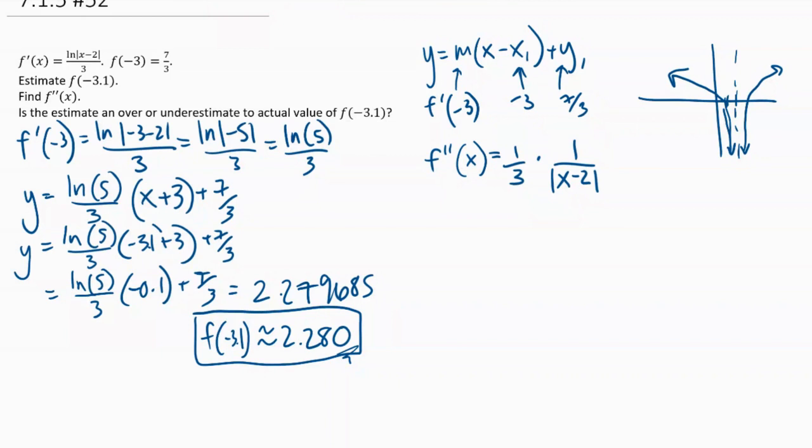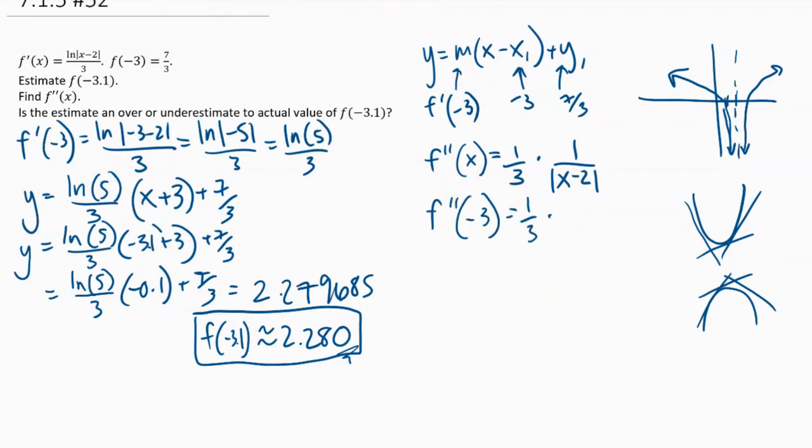And then, is the estimate an over or an underestimate for the actual value of f of -3.1? So all you need to do is figure out if your graph is concave up or concave down. If you think about concave up, tangent lines provide underestimates. If your graph is concave down, tangent lines provide overestimates. So we just need to figure out, is my graph at -3 concave up or concave down? That is because that was where the tangent line was touching the function, at -3. So I'm not plugging in -3.1.